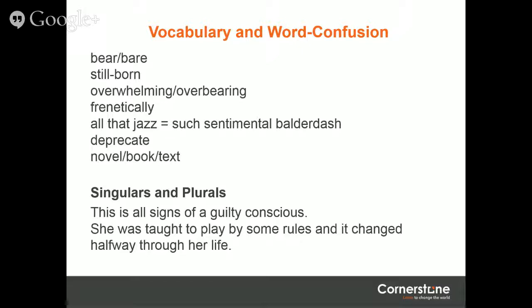All right, here's another singular plural example. She was taught to play by some rules and it changed halfway through her life.